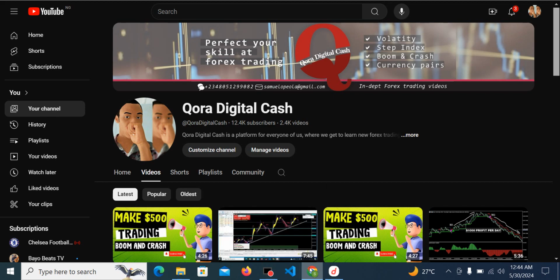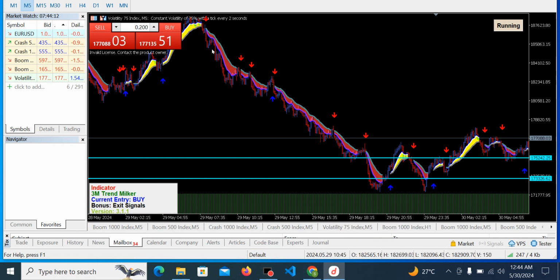So quickly, let's go straight into what we have right here. Like I said earlier on, we will be checking out how we can make some cool cash for ourselves trading any of these assets, and we'll be using Volatility 75 as an example right here.